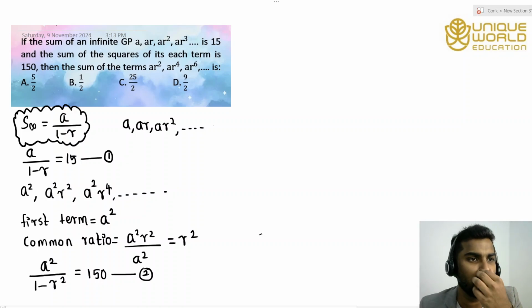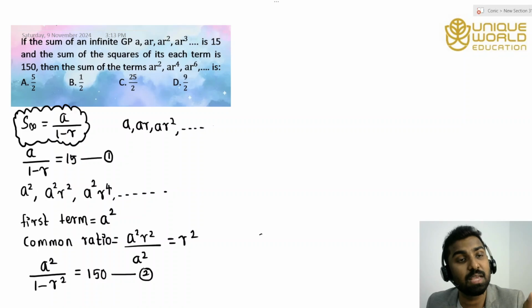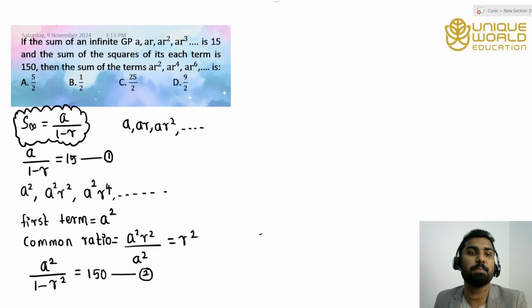What is the question? The sum of the terms AR square, AR power 4, AR power 6, etc. is what they are asking. For that, the first term and common ratio are required. So let's go for the solving part. How to solve that?